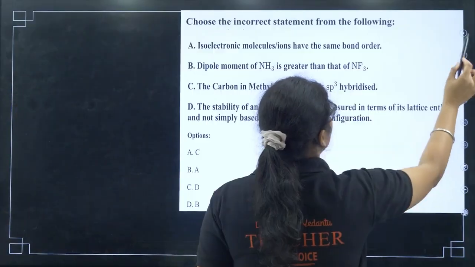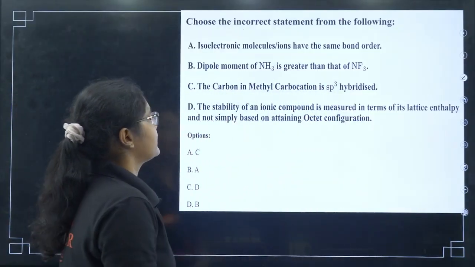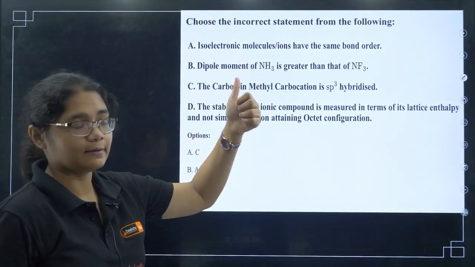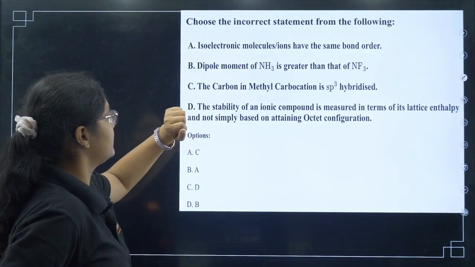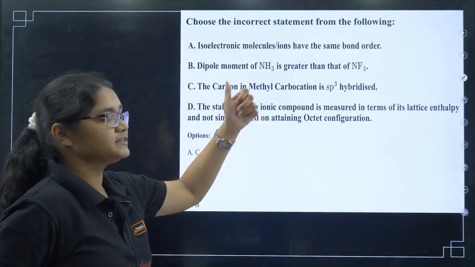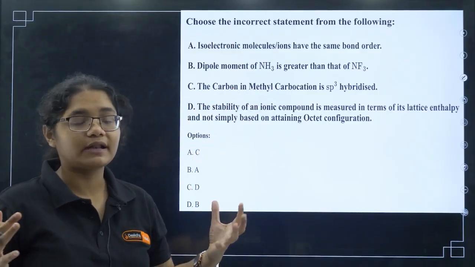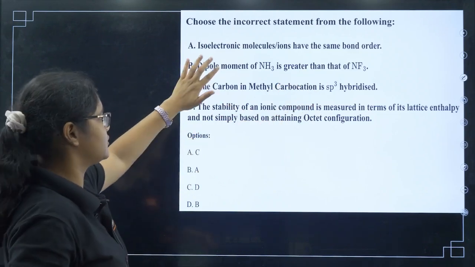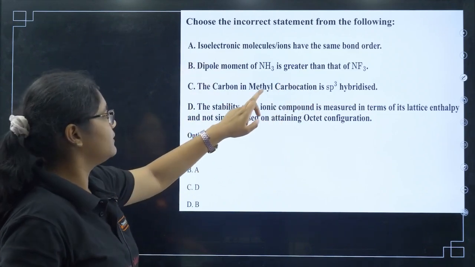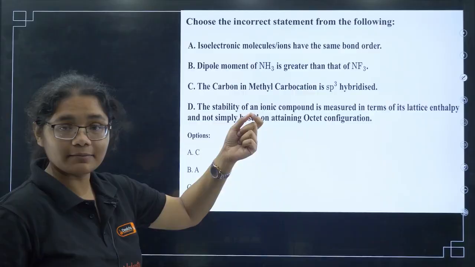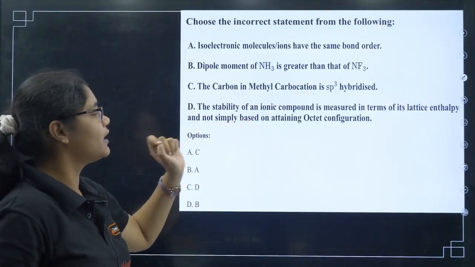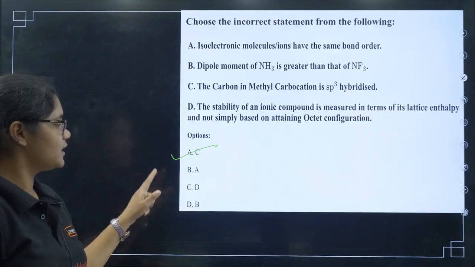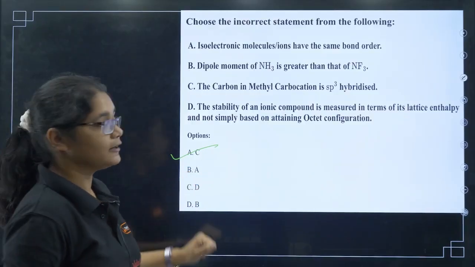Okay, next question, choose the correct statement from the following. Isoelectronic molecules or ions have the same bond order. Yes, that is the correct statement. Dipole moment of NH3 is greater. Yes, because in NH3 all the dipole moments are in one direction, in NF3 they are in opposite direction, so that is also correct. The carbon in the methyl carbocation is sp3 hybridized. No, it is sp2 hybridized, so C is the incorrect statement. Option number A is the correct answer, which has C statement given.